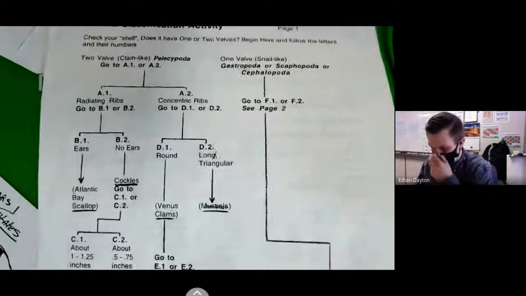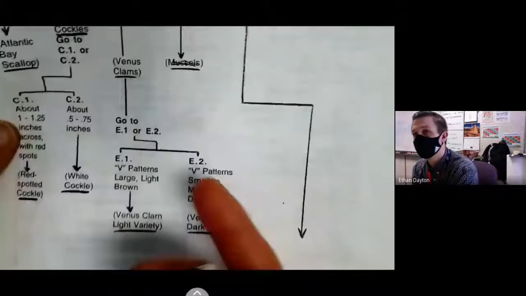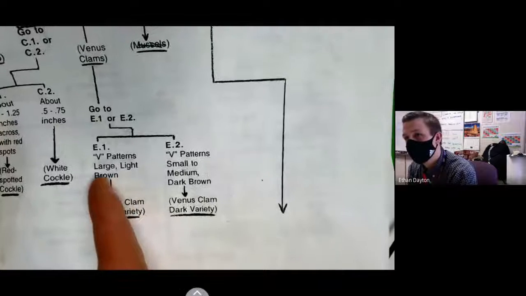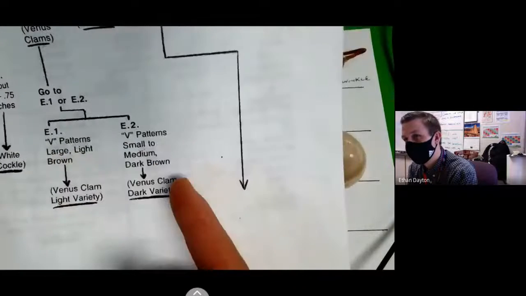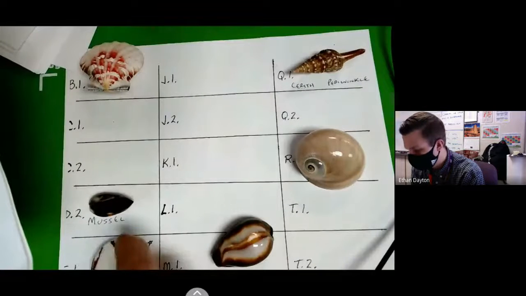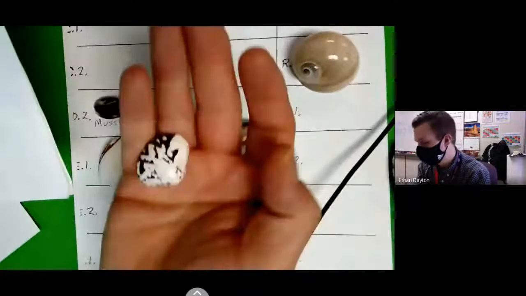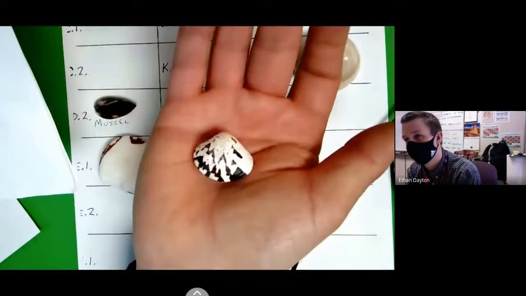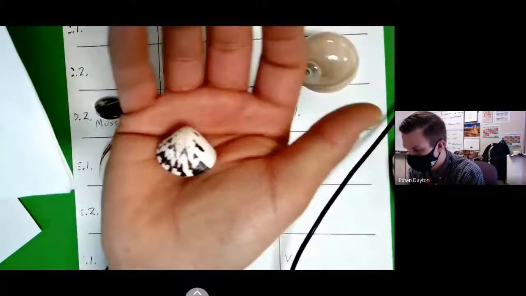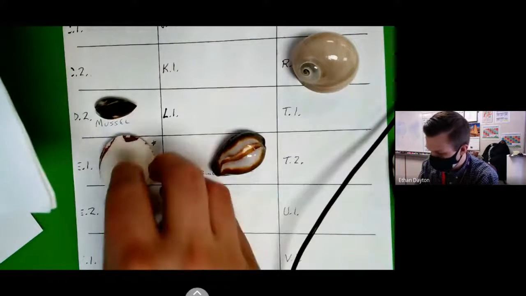Is it large and light brown V patterns or small to medium dark brown? So we are back to what this one had. Now this one barely had any V's on it, but this one has more V's on it, and they seem to be darker brown to me. So I think this one is going to be E2, and this is the Venus clam dark variety.